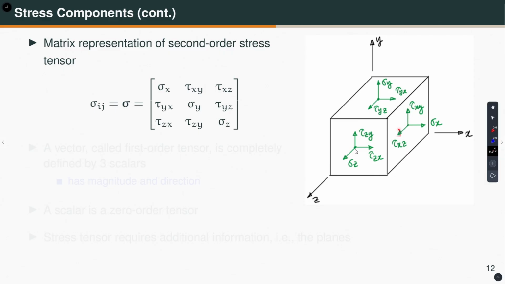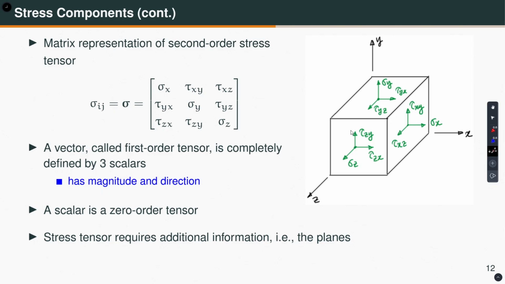So, if you take the positive z face, then this is sigma z, this is tau z x and this is tau z y. Okay. Let us recall that a vector is called a first order tensor. A vector is defined completely by 3 scalars. It has a magnitude and a direction, right. On the other hand, a scalar is a 0 order tensor, whereas the stress tensor is a second order tensor.